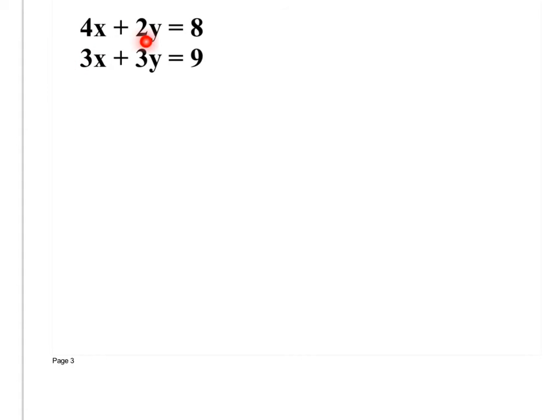Listen, I couldn't multiply this row or this row by something to eliminate anything. Because they're not the same. So instead what I got to do is I got to times both of them. Here's what you got to do. You got to decide which variable do I want to get rid of. And then you got to decide what I'm going to times it by to be able to do that. Which variable do you guys want to get rid of?